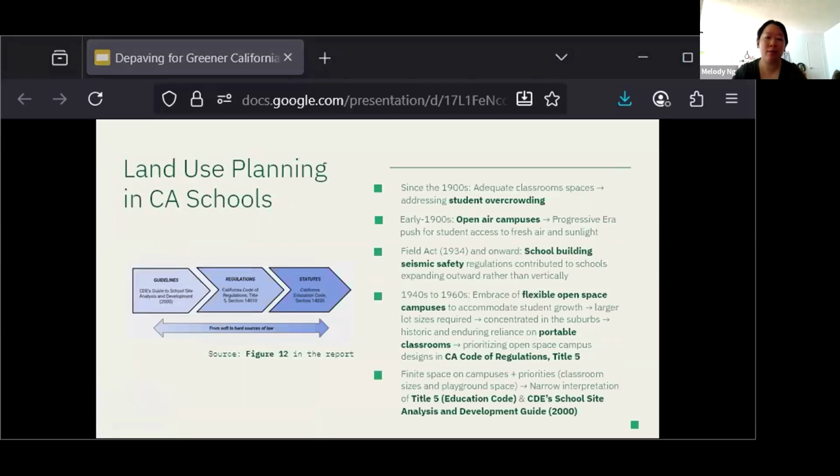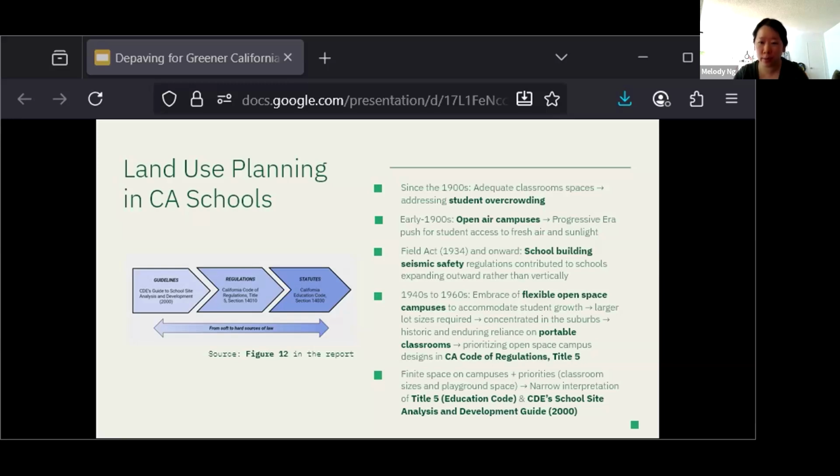All right, the issue of land use planning. Schools have always had a finite amount of space to achieve all their goals, and figuring out how to optimally use that space in schools has been a pretty enduring struggle. Student overcrowding has been an issue in California since the early 1900s, and accommodating shifting student enrollment has been one of the most influential factors in the history of California's school campus designs.